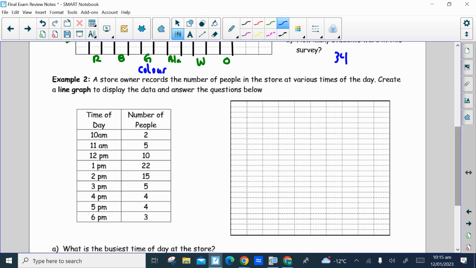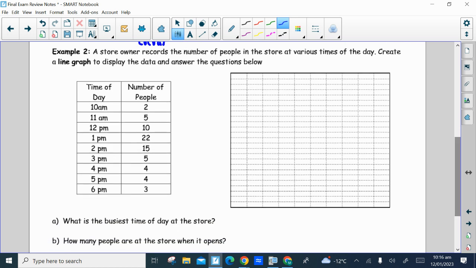This next one, we want to create a line graph to show the connection between the time of day and the number of people that are in a store. So again, the first thing in the table always goes along the bottom axis, which would be the time. And the second thing is the number of people, which goes along the side axis. So that's the first thing. You always have to make sure your graphs are labeled. Then we have to choose a suitable scale.